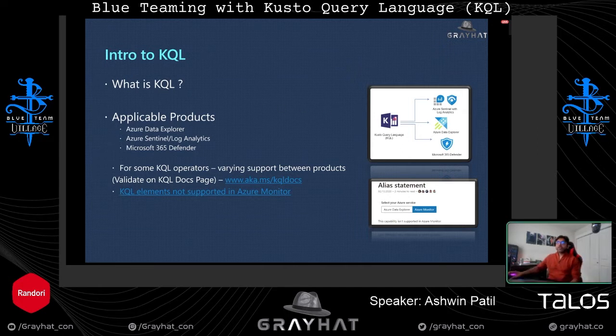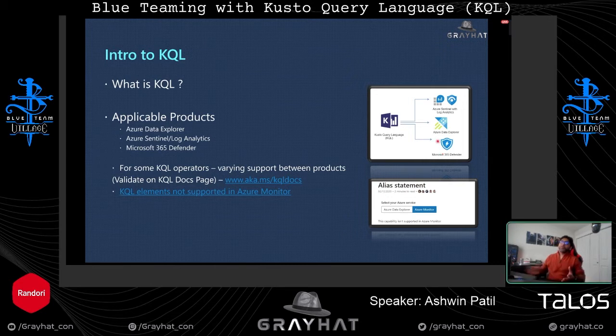As you can see on the image, KQL currently powers multiple products. The first one is Azure Sentinel with Log Analytics, which is also called Azure Monitor. Then Azure Data Explorer, previously known as Kusto or ADX, and then Microsoft 365 Defender, previously known as MDATP, which also has an advanced hunting query interface, right?